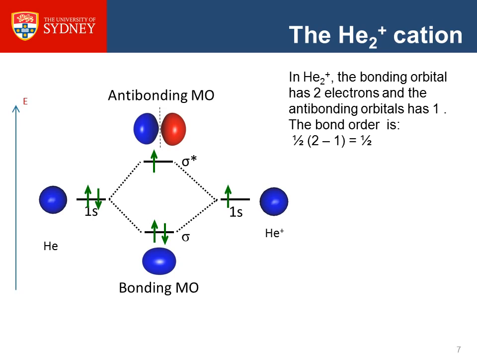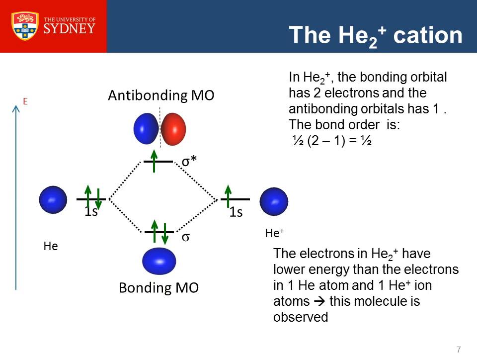So the bond order for this system is 1/2 multiplied by the number of bonding electrons, 2, minus the number of antibonding electrons, 1. So the bond order ends up being 1/2. Now, such bonds are actually quite common in chemistry. Helium-2 plus as a cation can be prepared by passing an electron discharge through a sample of helium gas. The cation is quite unstable but survives long enough to allow for its study.